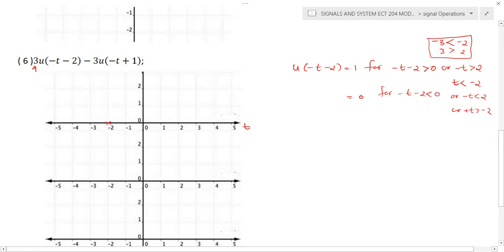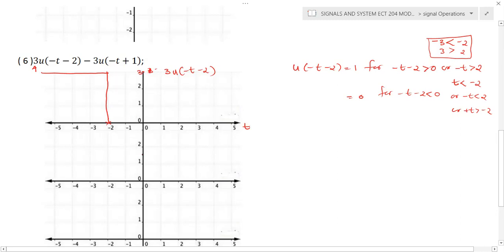And now we can see that this signal amplitude is multiplied by 3. So we need to indicate amplitude 3. When t is less than minus 2, meaning minus 3, minus 4, etc., for this particular range the signal amplitude is 3. So this is the signal 3 u of minus t minus 2. Okay, so this is the amplitude portion.